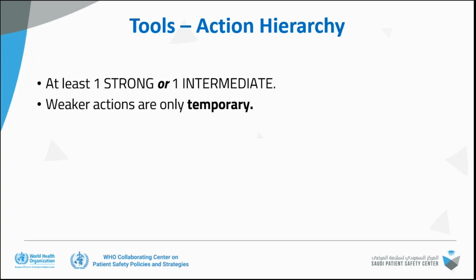Weaker actions, we can use them, but only for temporary time until stronger actions can be implemented. An example of this: if I want to implement a barcoding system or an electronic medical record system that will take 2 to 3 years to implement, I can use double checking, for example, for the patient identity, until the stronger action takes place.